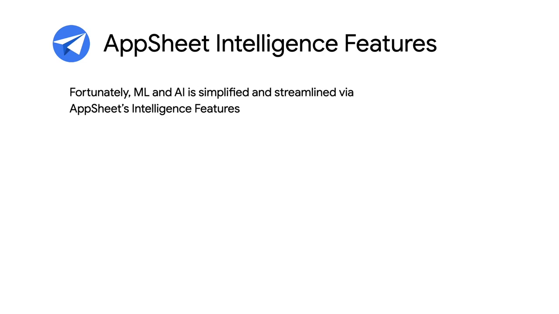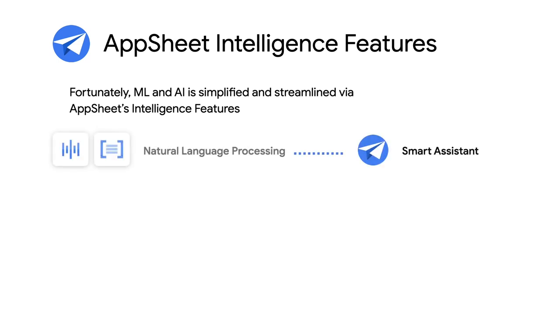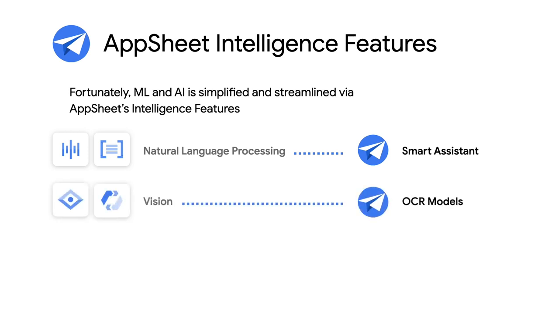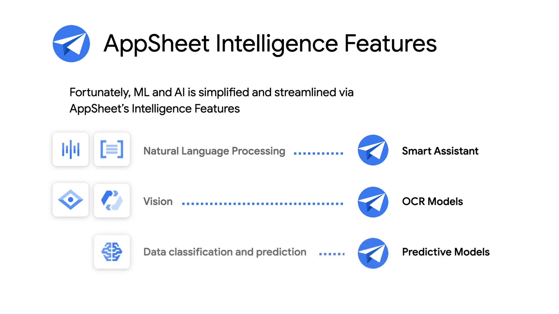Fortunately, machine learning and AI is simplified and streamlined via AppSheet's intelligence features, which include Smart Assistant, which uses natural language processing to enable app control via voice command, OCR Models, to detect text and images, Predictive Models, for automatic data classification and prediction. Let's step through each of these features in more detail.